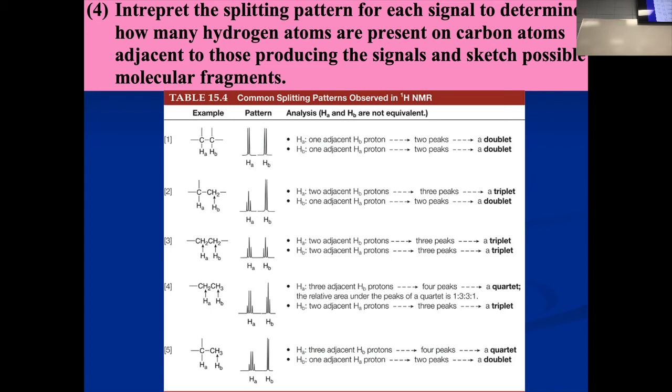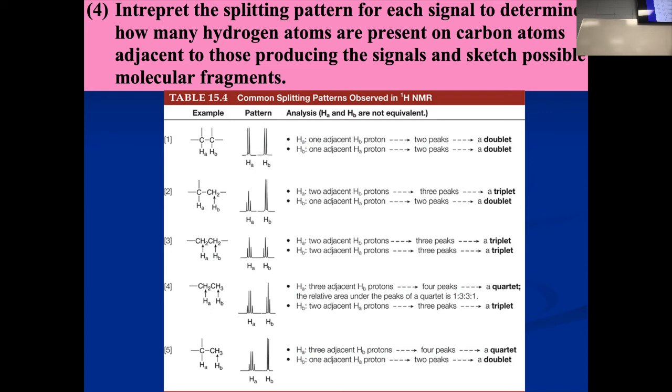Here we have 2 signals that aren't equivalent, and they both have 2 neighbors, so they're going to appear as triplets. Here we have one where you have 2 in this signal that have 3 neighbors, so it's going to be 4. And this signal has 2 neighbors, so it's going to be 3. So we can start to put all this together pretty easily.